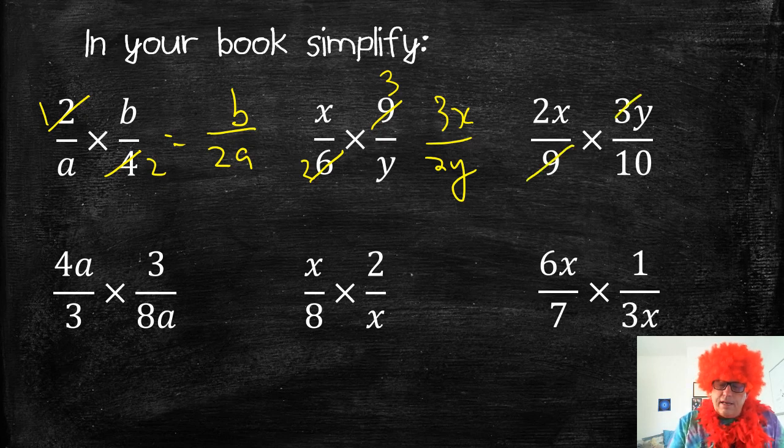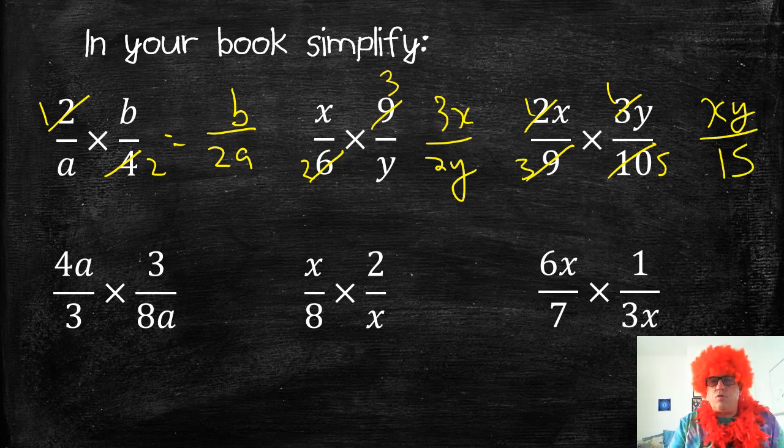3 and 9 can both be divided by 3. And 2 and 10 can both be divided by 2. Leaving me with what? xy in the numerator and 15 in the denominator. Again, be careful when you cancel. Don't cross off those letters, those variables, unless they're actually canceling.